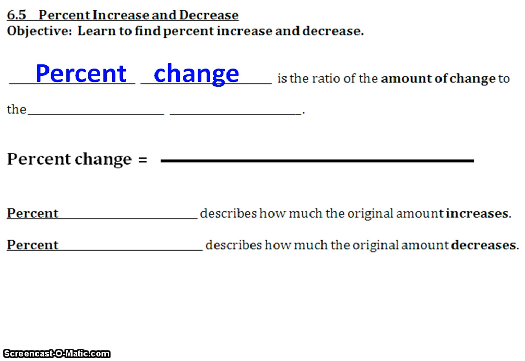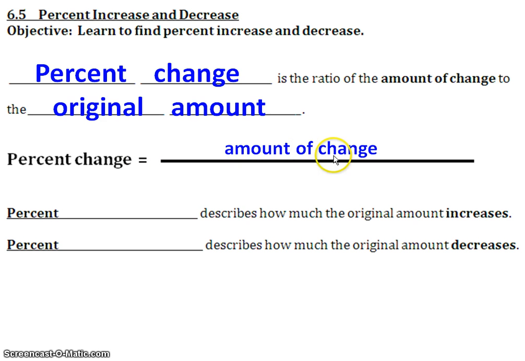Percent change is the ratio of the amount of change to the original amount. Percent change is a ratio. In the numerator, we're going to have the amount of change. In the denominator will be the original amount.